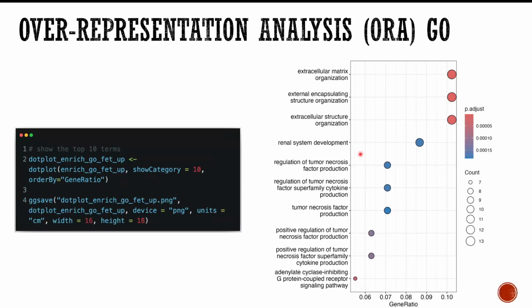You can also show the top enriched pathways in a dot plot using the dotplot function. So the input of the function is the enrichment object we just generated in the previous slide. The result is a ggplot object, so we can save it using the ggsave function.